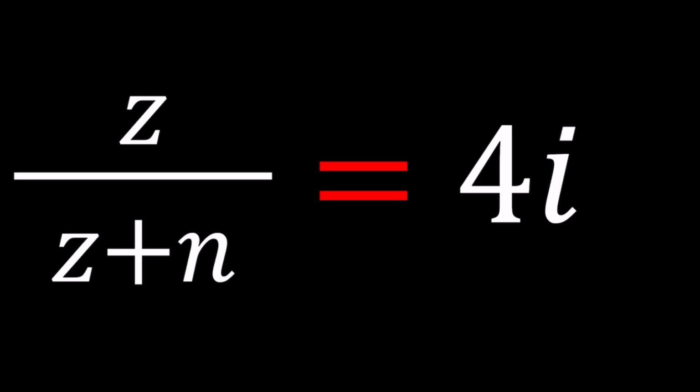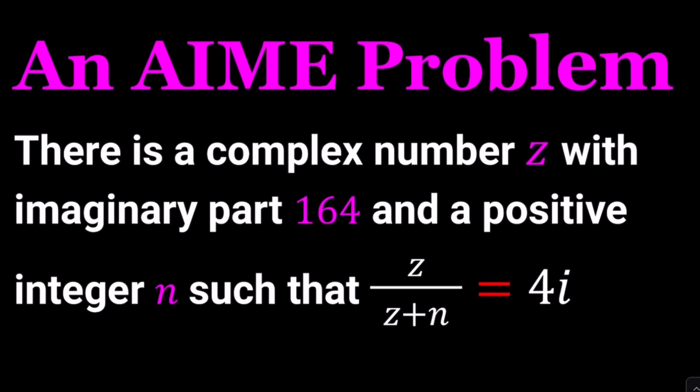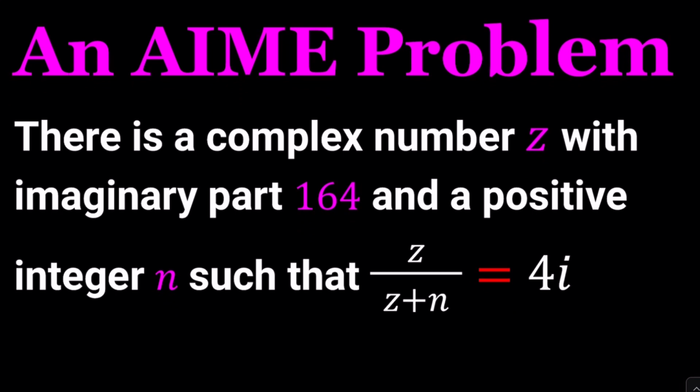This channel is all about complex numbers, and in this video we're going to be solving a very nice computation problem. So we have this equation. In other words, there is a complex number z with imaginary part 164 and a positive integer n such that z over z plus n equals 4i. And we're going to be finding that integer.